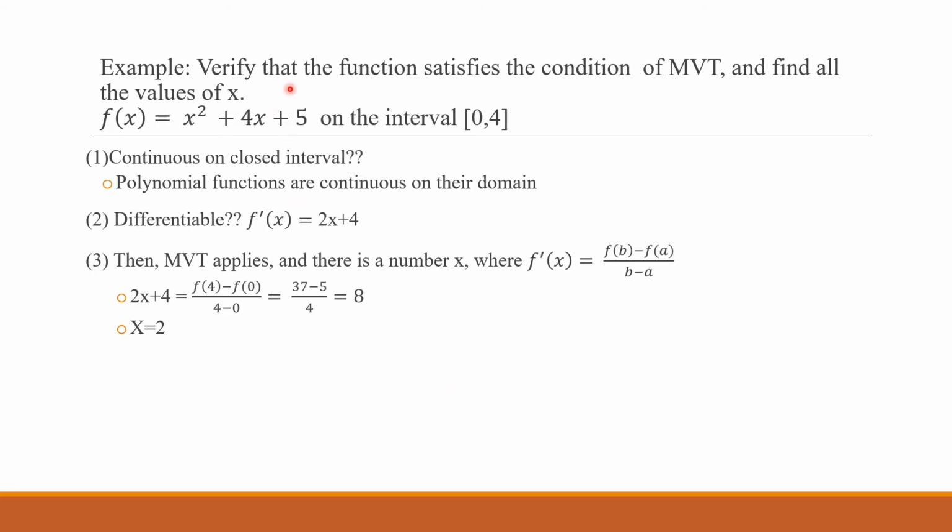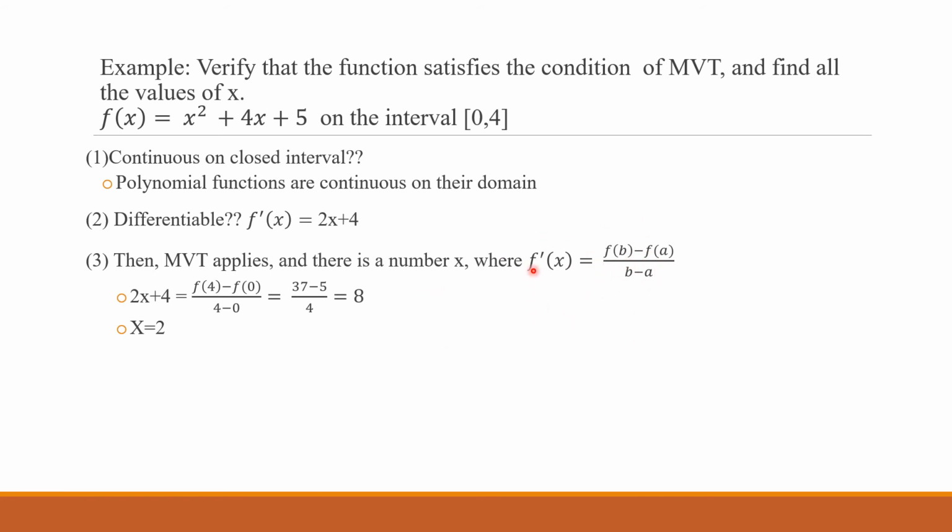Another example, verify that the function satisfies the conditions of the mean value theorem. Find the values of x. Here is the function. It's a polynomial function, and this is the interval given. Well, polynomial functions are continuous, polynomial functions are differentiable. And thus the theorem applies, and there is a point x where its derivative, or its slope, is going to be parallel or equal to the slope between a and b.